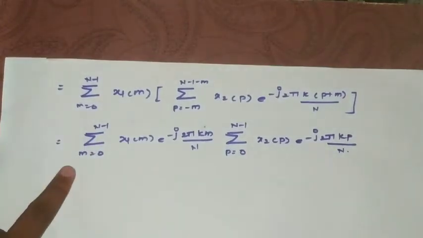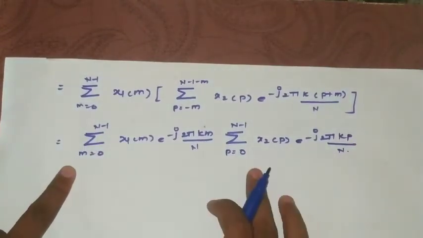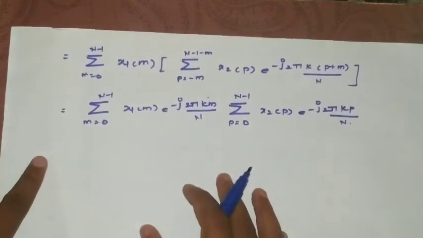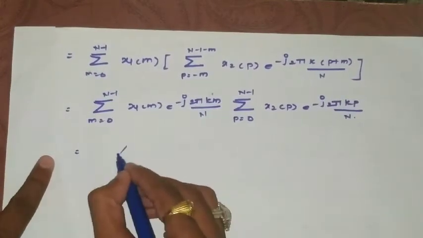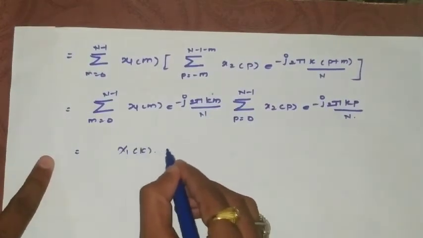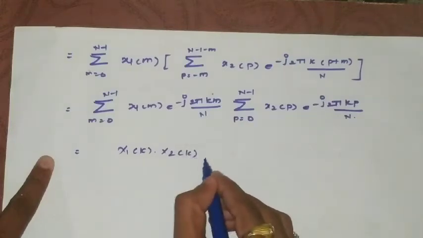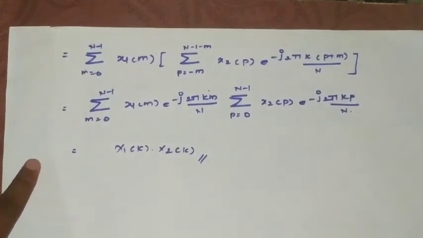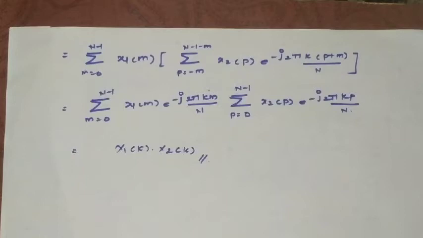Now this is the formula for x1 of k and this is for x2 of k, and these two are in multiplication with each other. So finally we will get this term x1 of k multiplied with x2 of k. That will be our proof. So in this way we have proved that convolution in time domain is nothing but multiplication in frequency domain. I hope you understood this property.